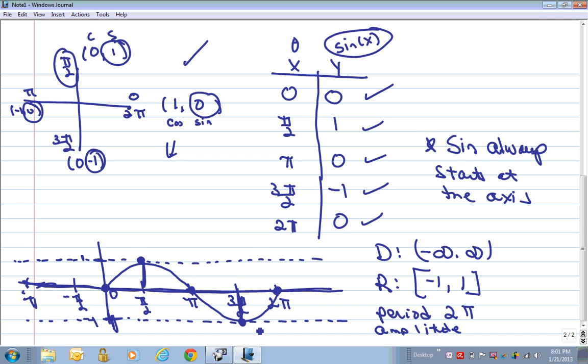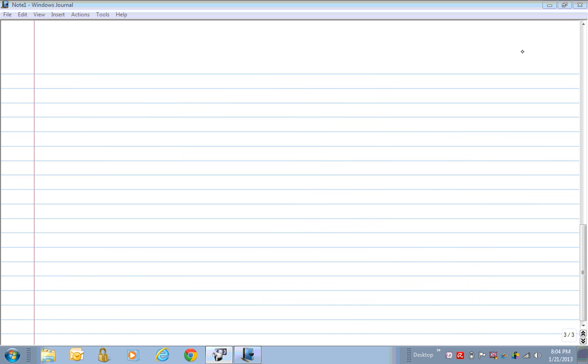Amplitude. And in this parent graph, that amplitude is a distance of 1. Okay, those are some very basic things about our sine curve. All right, let's go on to a new page and look at our cosine curve. You may want to pause and make some notes first before we do that.